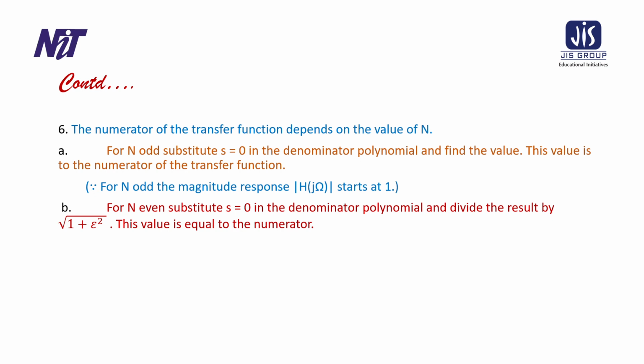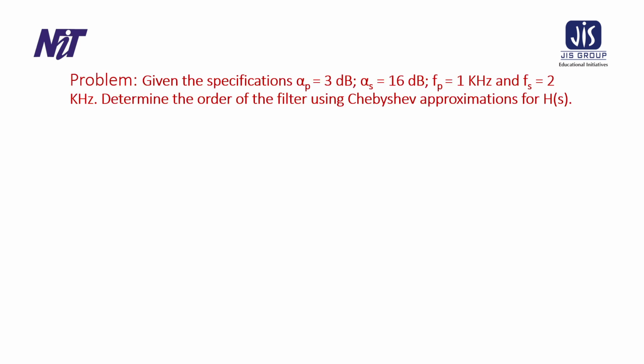Now I will explain each and every step with the help of a problem and design the analog Chebyshev filter in the next slide. The problem statement is: from the given specification, alpha p equals 3 dB, alpha s equals 16 dB, fp equals 1 kilohertz, fs equals 2 kilohertz. Determine the order of the filter using Chebyshev approximation of H(s).